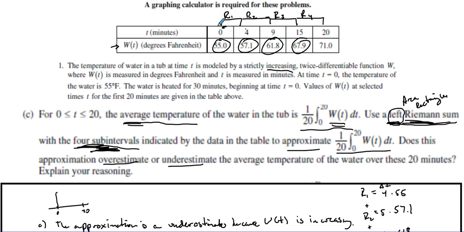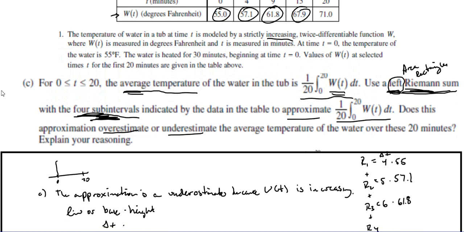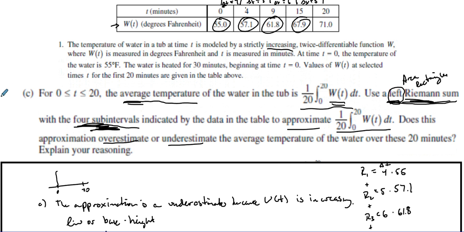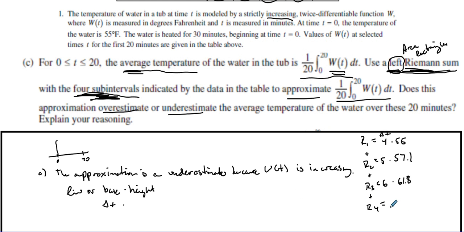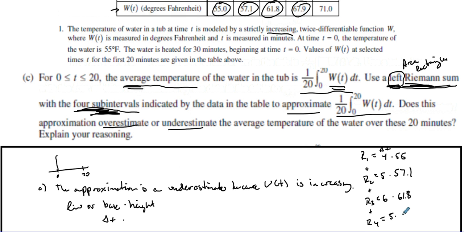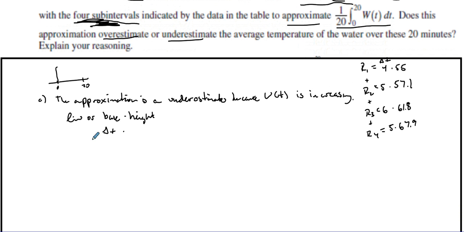So if I just put here, delta T is 4, delta T for this one is 5, delta T for this one is 6, and delta T for this rectangle is 5 again. And you see how they're all a little bit different. That is going to be key when we're doing this. And I'm just going to go right there, which is 67.9. Okay, so we have our rectangles, and so now we want to find out our areas.